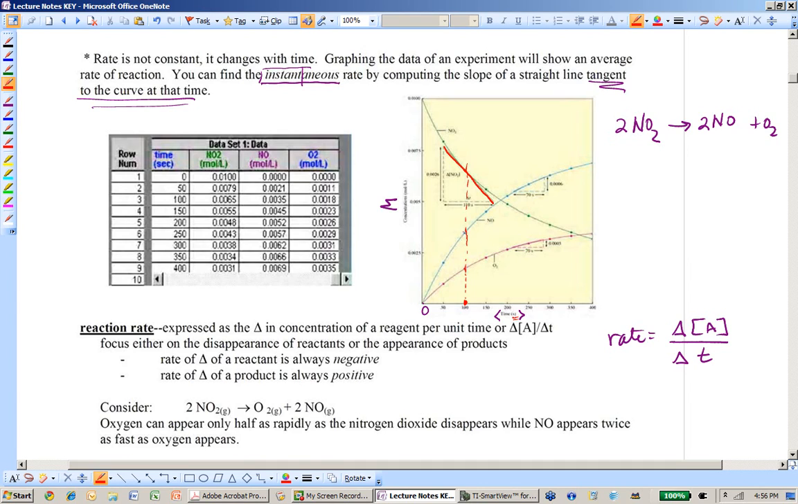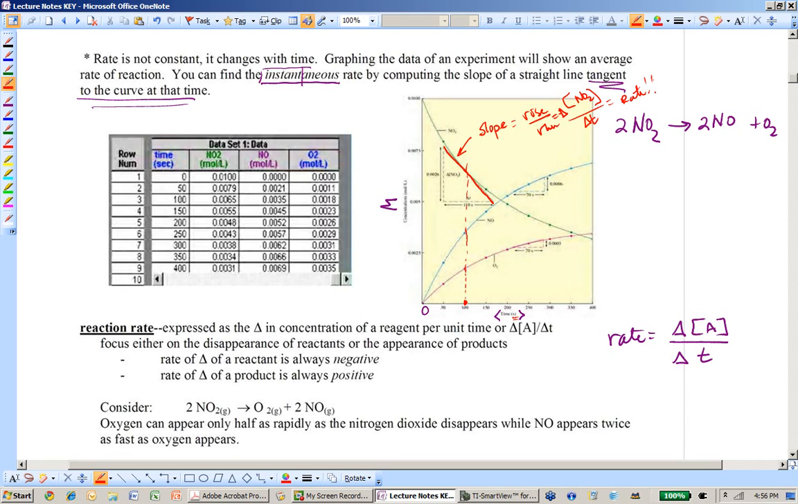If I wanted to know it here, oh, and by the way, notice that that slope equals rise over run. Rise is your y-axis. That would be concentration of NO2 over a change in time. That'd be a change in its concentration. And so slope is equal to rate.